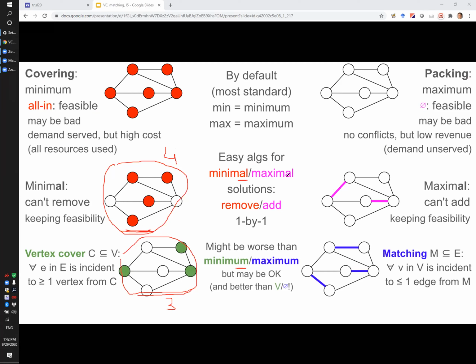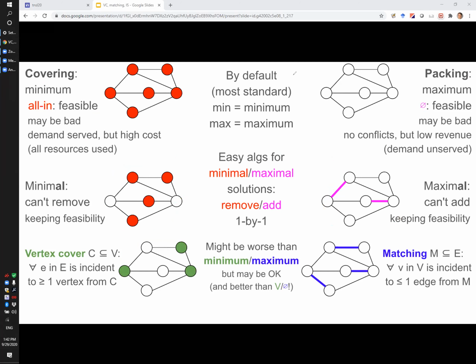So we are not saying that minimal is necessarily the optimal, necessarily the minimum. And similarly, the maximal is not necessarily the maximum, as we can see on this picture. Here we have 2 edges in the maximal matching, but on the same graph, we have 3 edges in the maximum matching. Remember, we are trying to maximize the number of edges in the matching. 3 is larger than 2, and hence this maximum is better than the maximal, but still, maximal gives you some solution which is feasible and not necessarily bad.